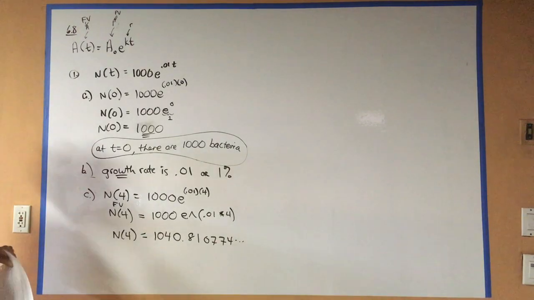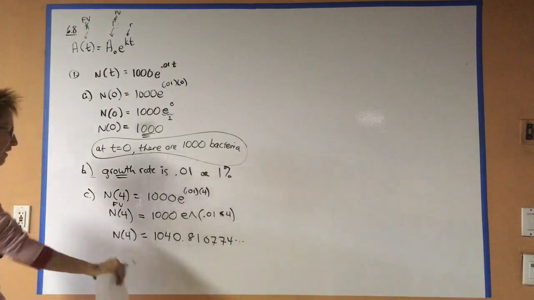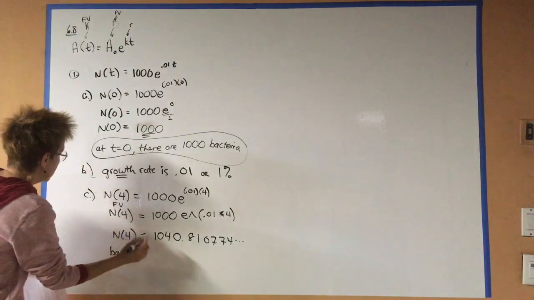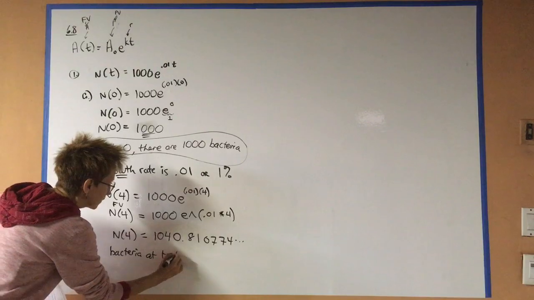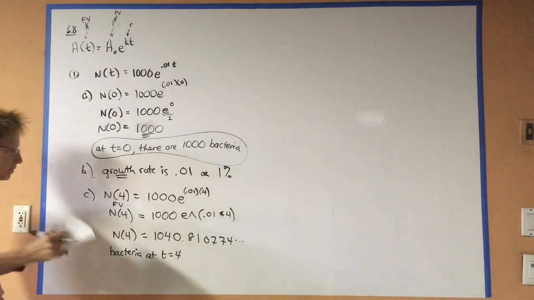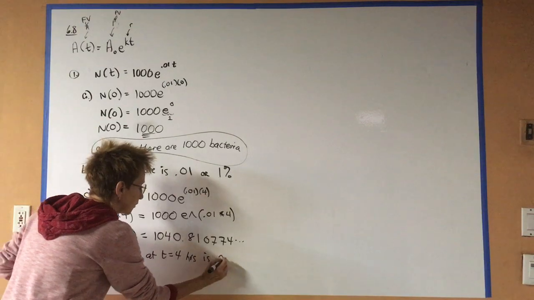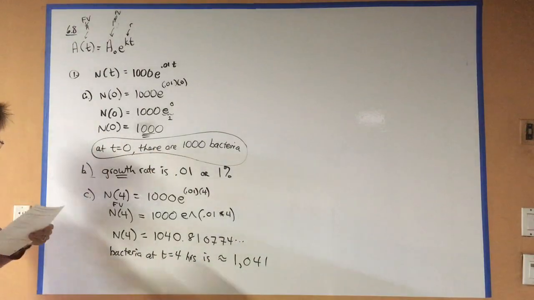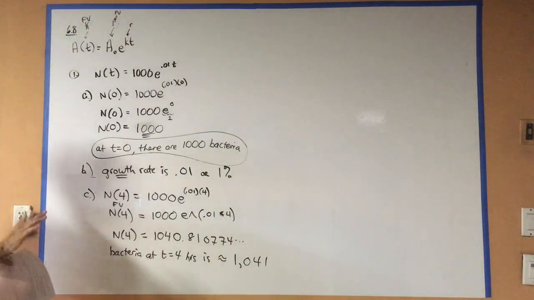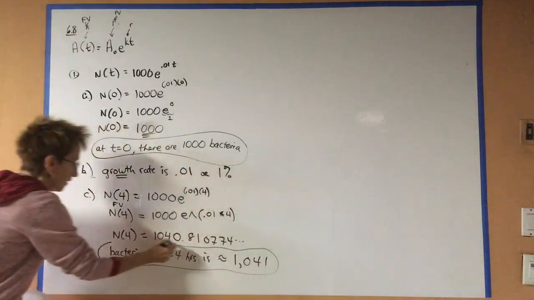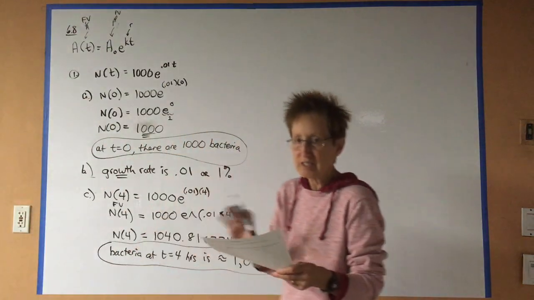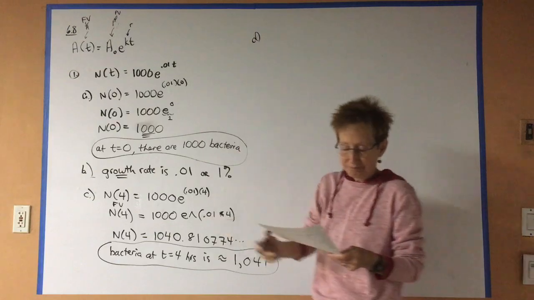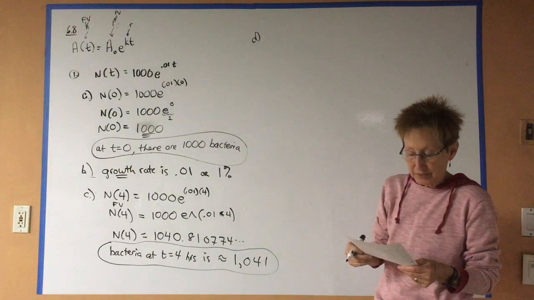Let's round this to the nearest whole bacteria. We won't cut our bacteria in half. So bacteria, when time is equal to 4, which is what, hours, right? 4 hours is approximately 1,041 of them. We won't truncate it, we'll go ahead and round it. So after 4 hours, there's going to be about 1,041 bacteria in that culture. So it's showing us kind of how quickly it is multiplying or growing.